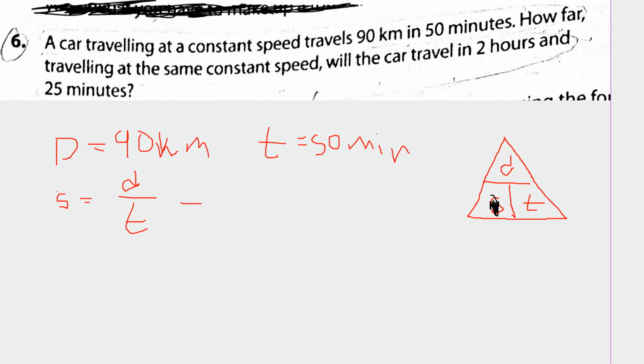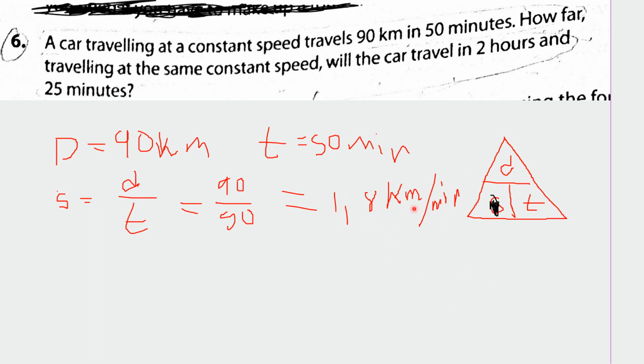So we are given the distance, which is 90 kilometers, divided by time, which is 50 minutes. So our speed will be how much? 90 divided by 50, which is 1.8 kilometers per minute. Okay, so the SI units are very much important. Now we know the constant speed that this car is traveling at. It is 1.8 kilometers per minute.